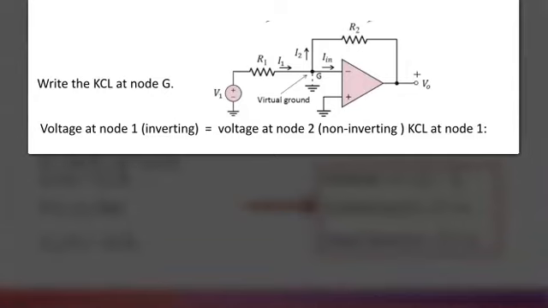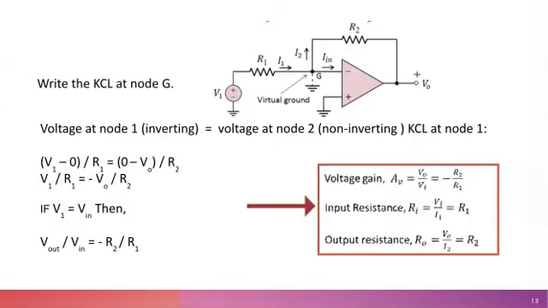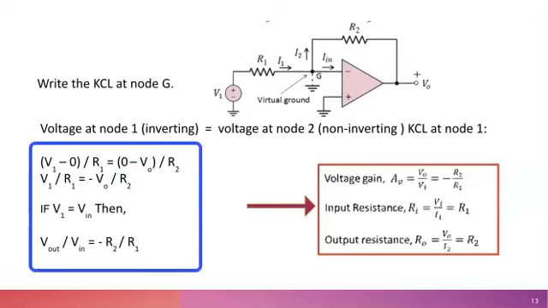From this, we can see that the current flowing in the resistors R1 and R2 is the same because no current is flowing out of the junction between the two resistors, or at node G. And by using Ohm's law, we can write Vout over R2 equals minus Vin over R1. Hence, the voltage gain of the circuit, AV, or Vout over Vin, will be equal to minus R2 over R1.